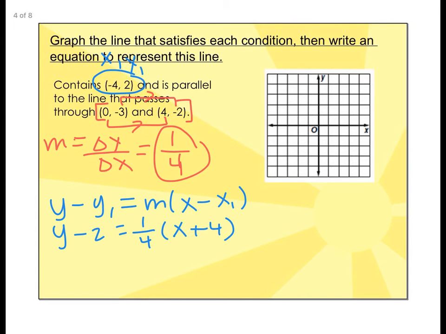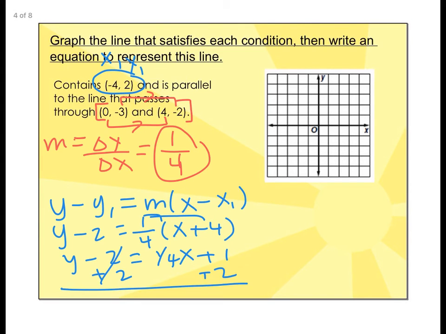x, and that's going to be turned into a plus 4 since it's negative. Now we talked about graphing in point slope form, and we talked about just changing this into slope intercept form. So to do that, I need to distribute first. So I get y minus 2 is equal to 1/4 x, so that's 1/4 times x, and then 1/4 times 4 would give me 1. And then I need to add 2. So my final equation is y is equal to 1/4 x plus 3.